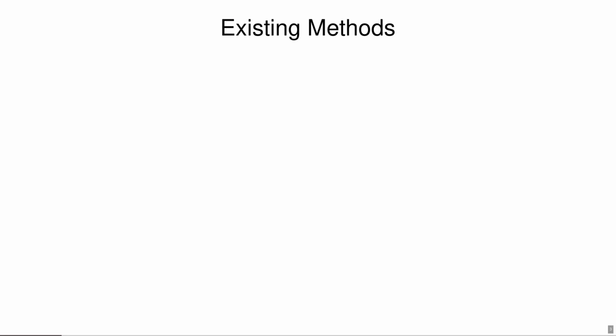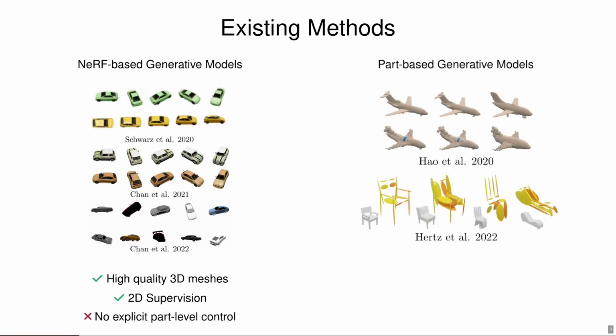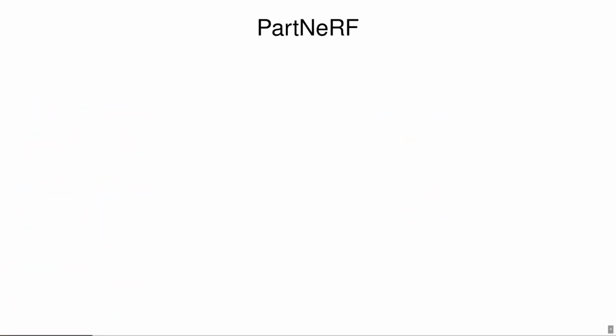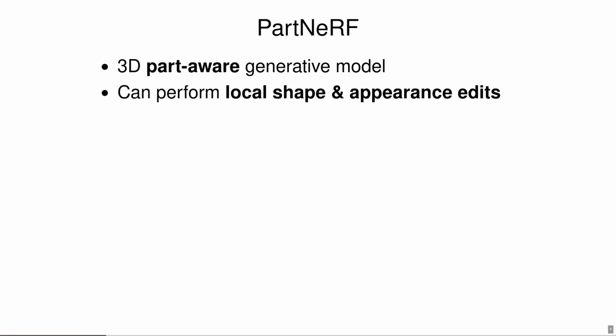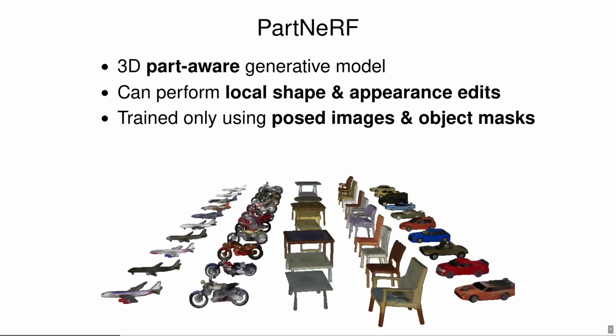Existing NeRF-based generative models are able to extract high-quality 3D meshes while only requiring 2D supervision. However, they do not offer explicit part-level control. Current part-based generative models enable explicit part-level control, but require 3D supervision in the form of occupancy labels and aren't capable of generating texture. We propose PartNeRF, the first 3D part-aware generative method that can perform local shape and appearance edits and only requires posed 2D images and object masks during training.